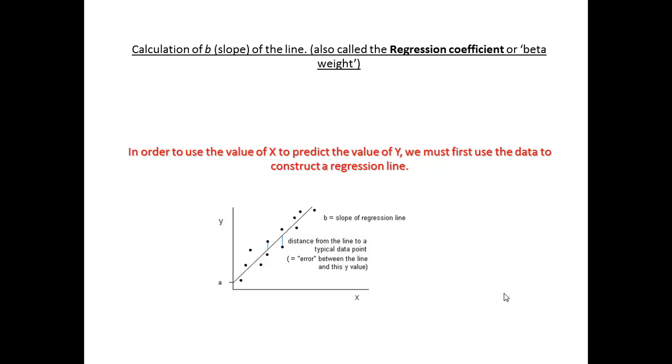Further dissecting our equation, the beta or slope is called the regression coefficient. Now this terminology is going to be very important when we look at an SPSS output file. So beta or beta weight or slope, regression coefficient, these are all the same thing. So in order to use the value of x to predict the value of y, we must first use the data to construct a regression line.